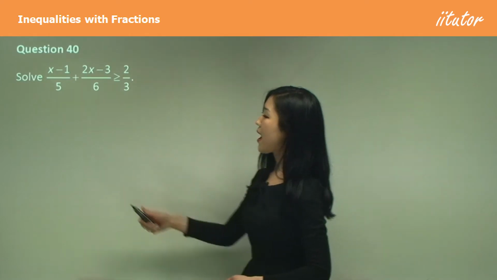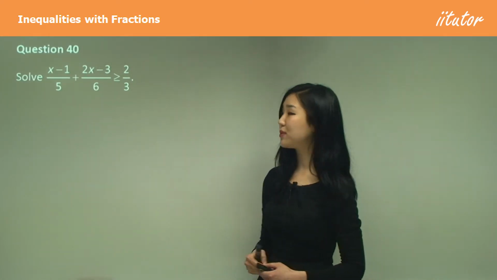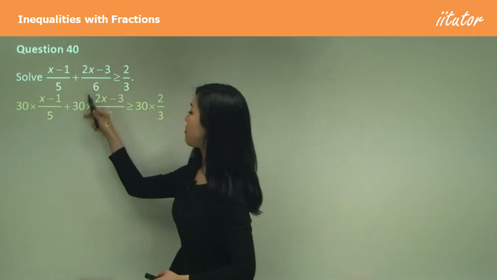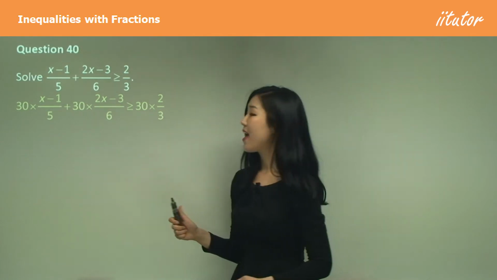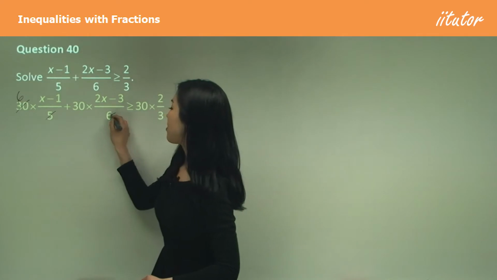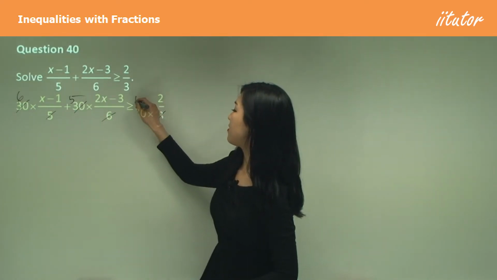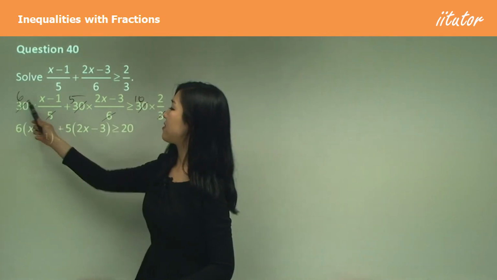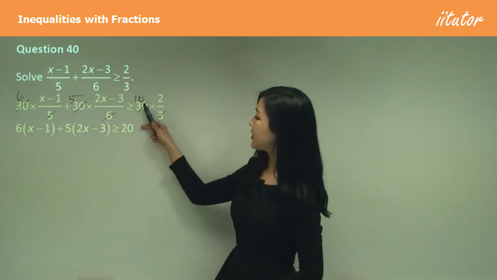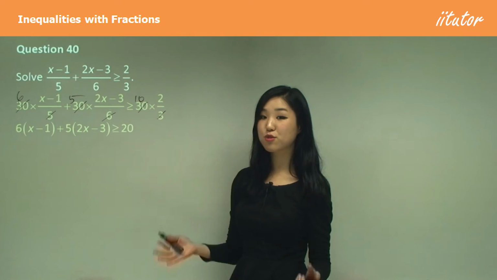Okay, next we have 5, 6, and 3. So what's the lowest common multiple here? I think it's going to be 30. So I'm going to multiply this by 30, this by 30, and that by 30 as well. And you can simplify. So 30 divided by 5 is 6, 30 divided by 6 is 5, 30 divided by 3 is 10. So I have 6 times x minus 1, plus 5 times 2x minus 3, and 10 times 2, which is 20. Now we got rid of all the fractions, which is excellent.